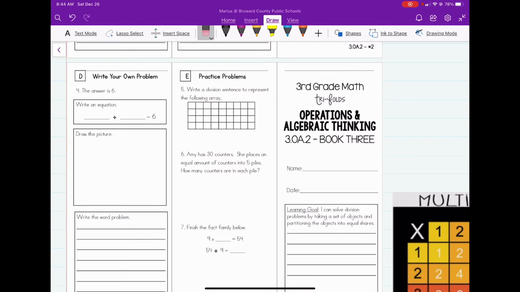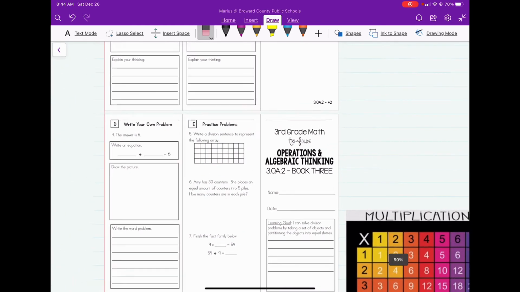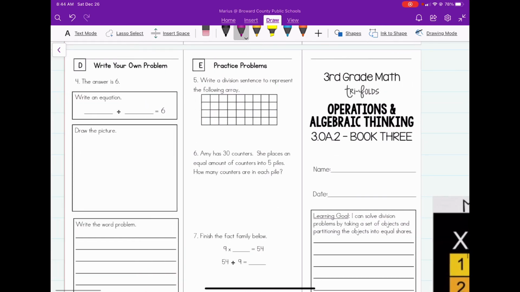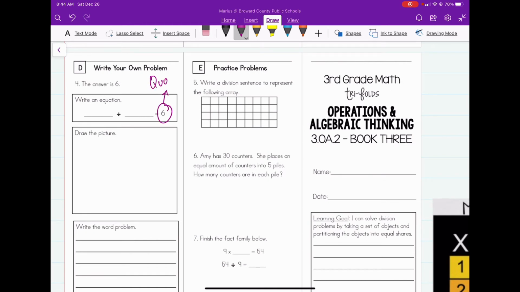Okay, so taking a look at number 4, it says write your own problem. The answer is 6. And then it says write an equation. Blank divided by blank equals 6. So basically, we want two numbers that when you divide them, they equal 6. Well, the answer here, our quotient, this is a quotient. And our quotient here basically tells us, when we're looking at a multiplication chart, these are the times tables we want to look at. So we want to look at our 6 times tables.